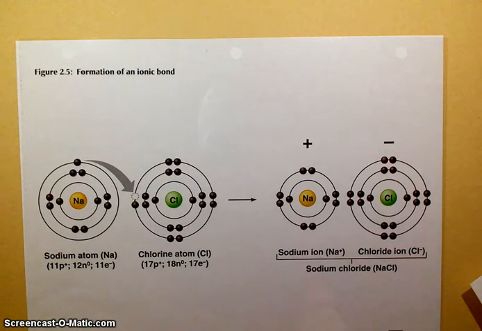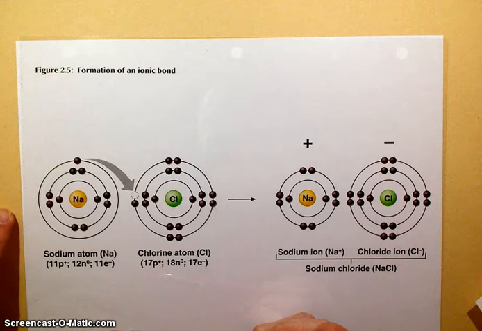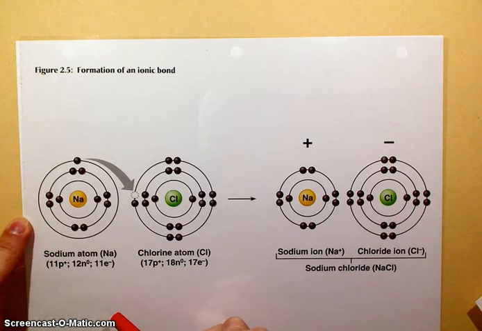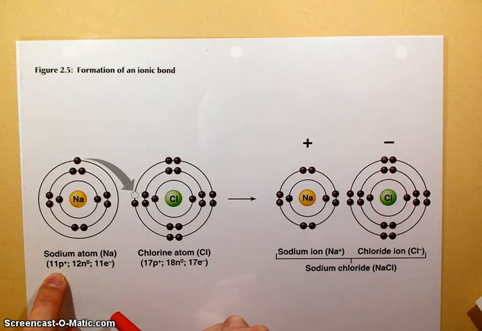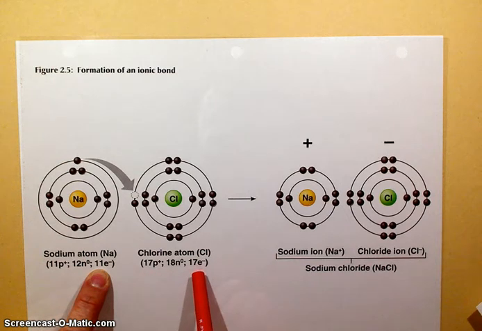We just talked about sodium and chlorine forming a bond, and this diagram helps you visualize what's going on. Sodium has a total of 11 electrons when it starts out as a neutral atom, because it has 11 protons, 12 neutrons, and 11 electrons. Chlorine has 17 protons, 18 neutrons, and 17 electrons when it's a neutral atom.